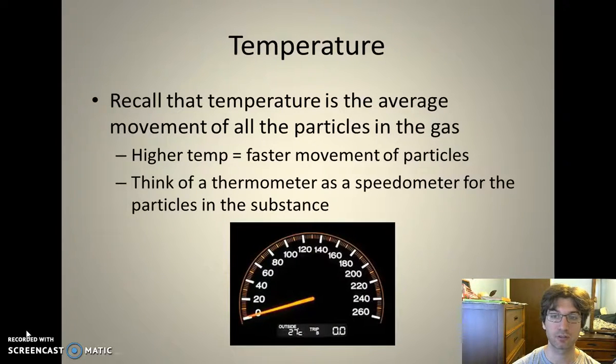Next is temperature. Recall, temperature is an average. Thermal energy is the total amount of particle movement. Temperature is the average amount of particle movement. So at a high temperature, think we are moving faster. That's one way to tell how much thermal energy we have: the higher the temperature, the faster those particles are going to move. Think of a thermometer as a speedometer. As you increase your speed, the faster you go. The more your particles are moving, the faster they are moving, the more temperature they have.